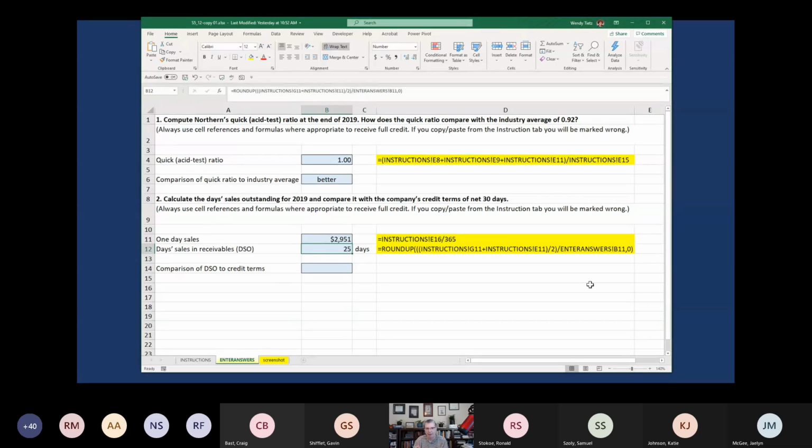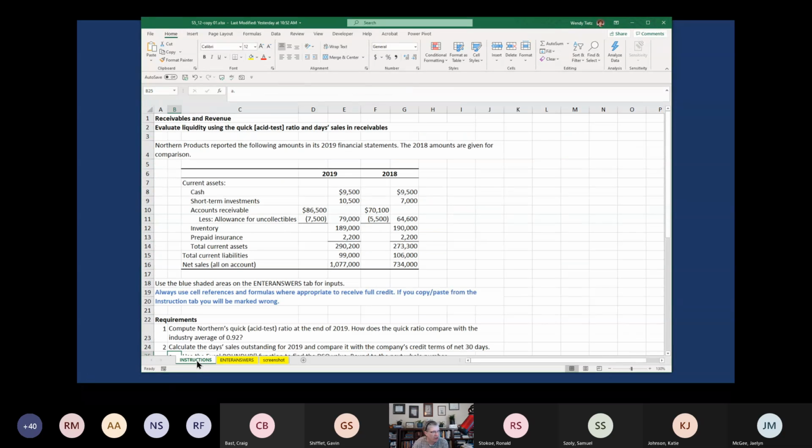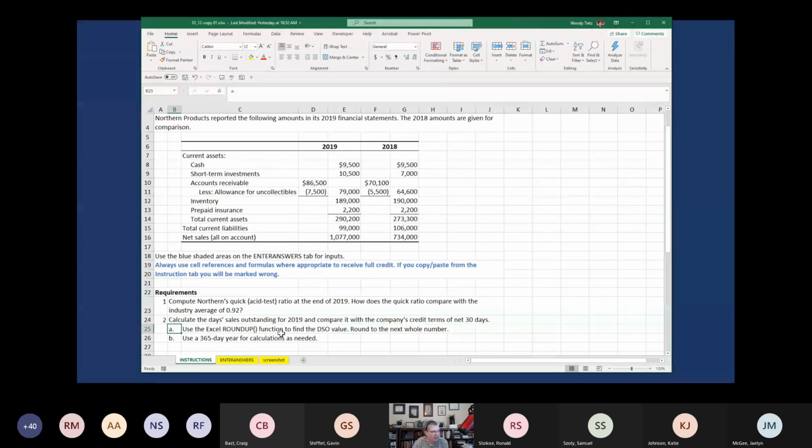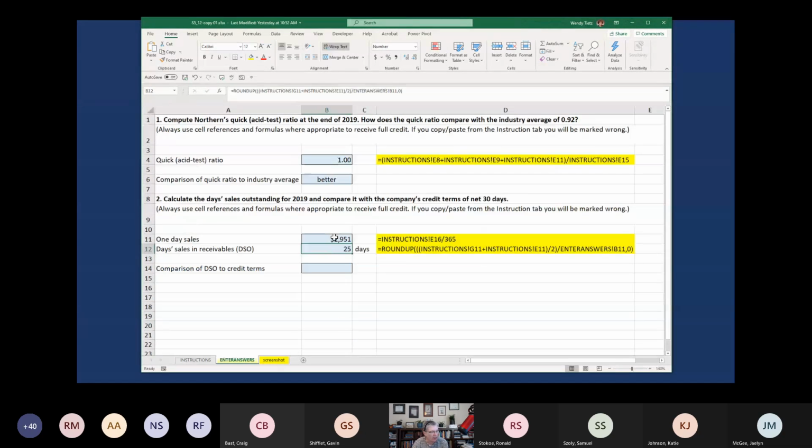Okay. Now, I'm going to show you that formula again. I've got it typed out, but the comparison of the DSO to credit terms, this is saying we're on average, we're collecting our accounts receivable every 25 days. Let's go back to our instructions. And it says the company has credit terms of net 30 days. So we're not comparing industry, we're comparing it to our own credit terms. So our credit terms call for customers to pay within 30 days.